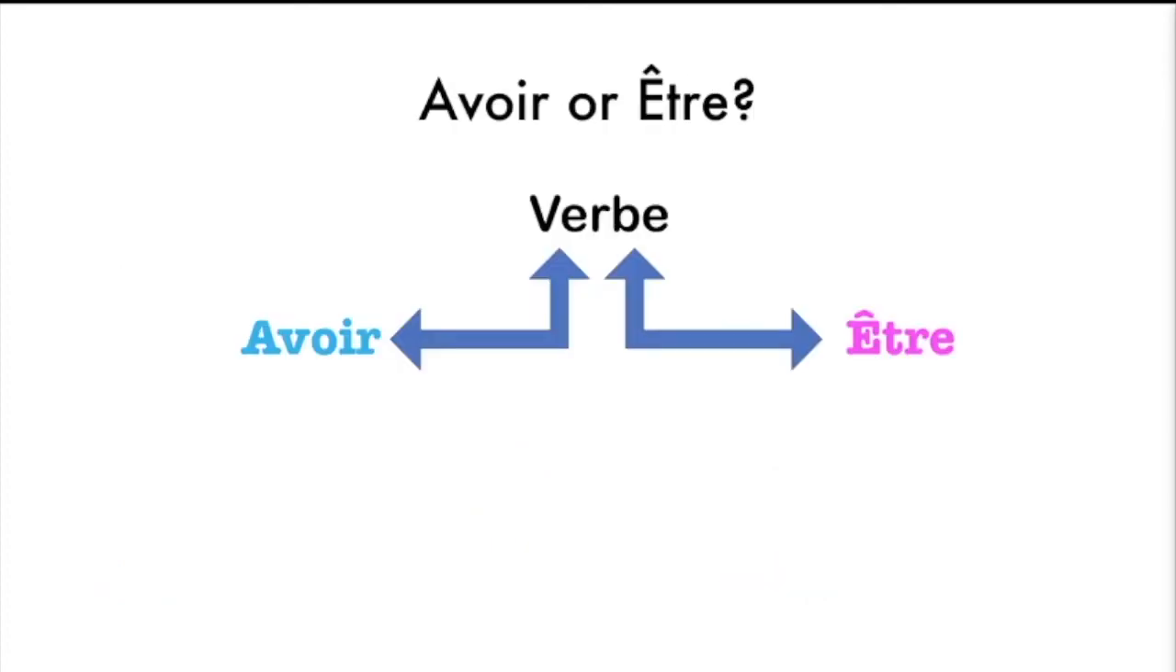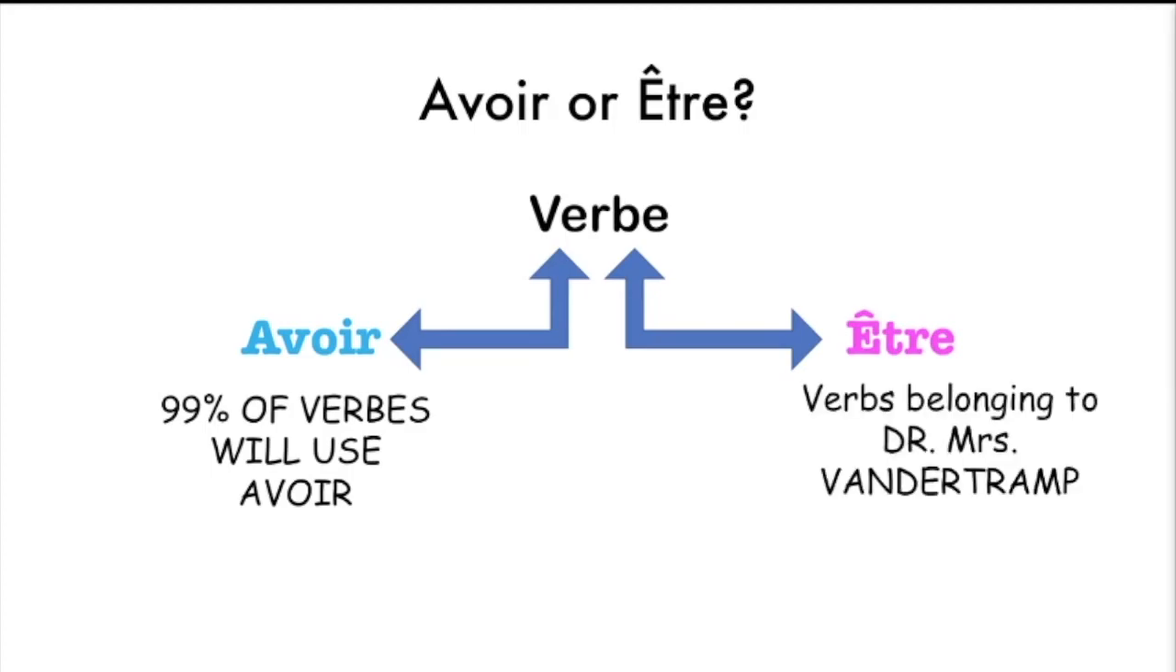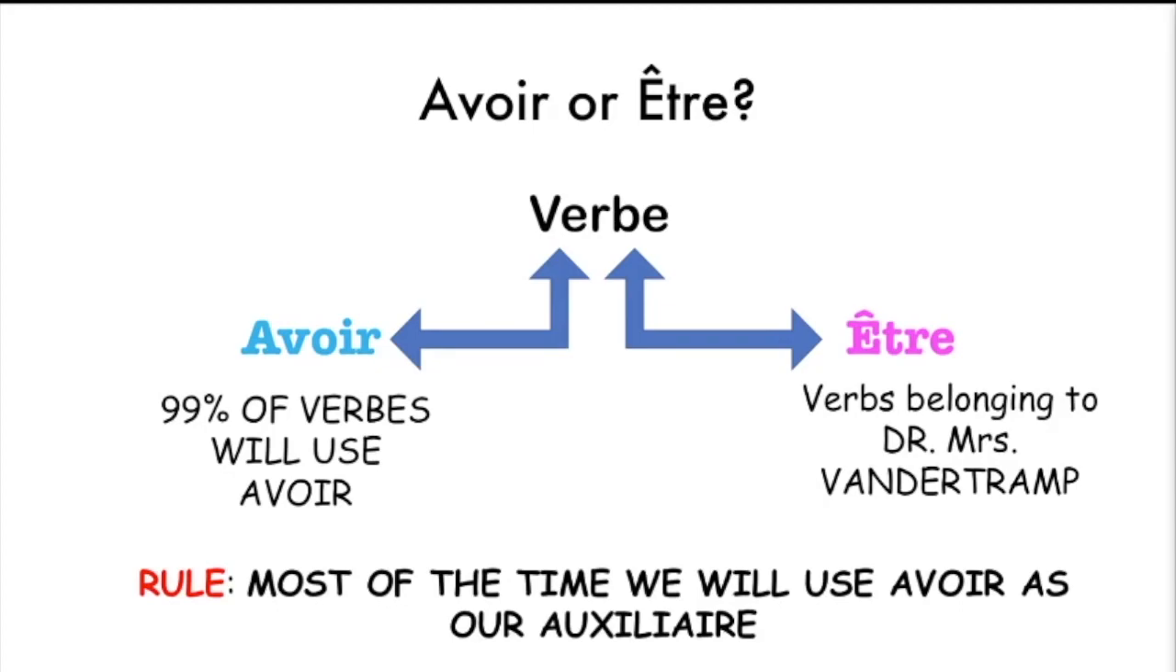So some of you may be wondering, well, if I can use avoir or être for the auxiliaire, which one do I use? Well, that's a very easy question to answer, and to do that, you're going to have to look at the verb. Now, 99% of all verbs in the passé composé will use avoir, and only verbs belonging to something called Dr. Mrs. Vandertramp will use être as the auxiliaire. So we can develop this rule that most of the time we will use avoir as our auxiliaire.